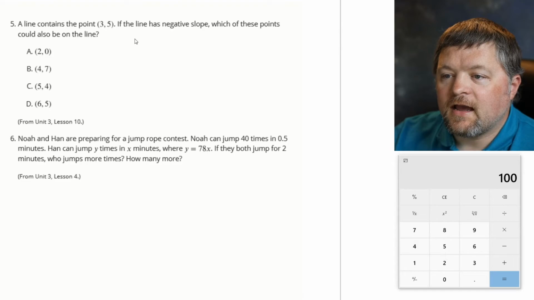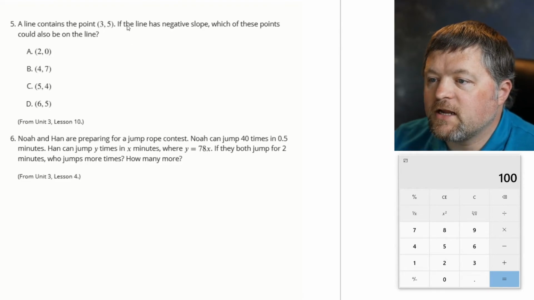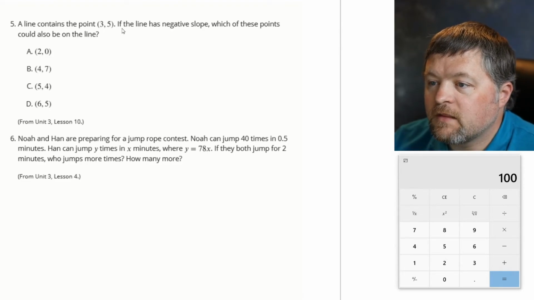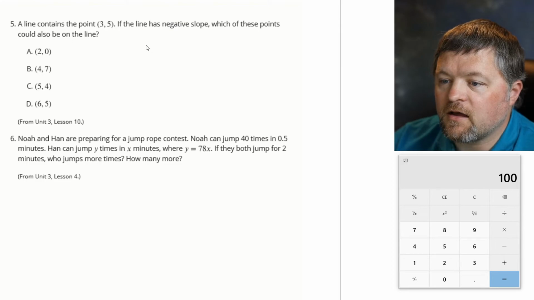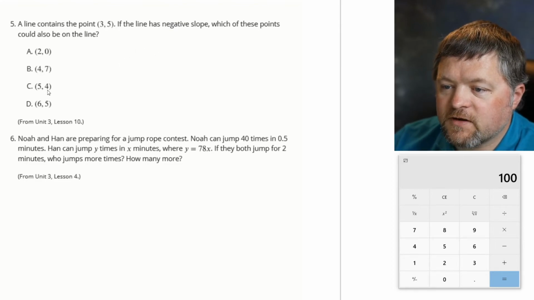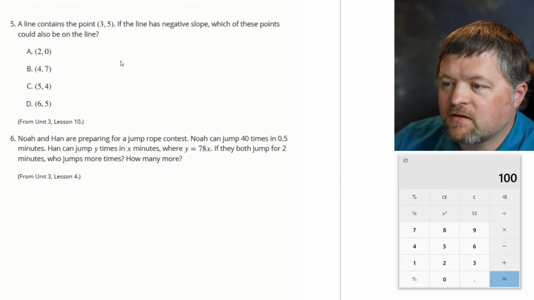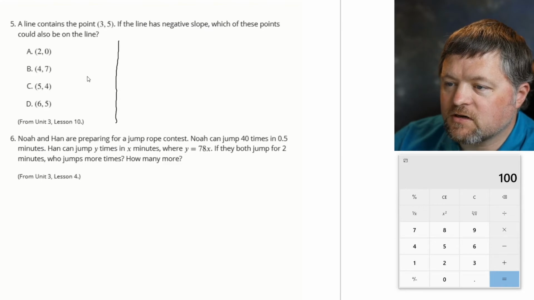Okay, a line contains the point (3, 5). If the line has a negative slope, which of these points could also be on the line? (2, 0), (4, 7), (5, 4), (6, 5). So let's think about what this is going to look like. If we have the point, with axes 1, 2, 3, 4, 5.